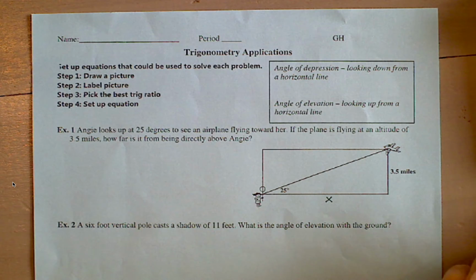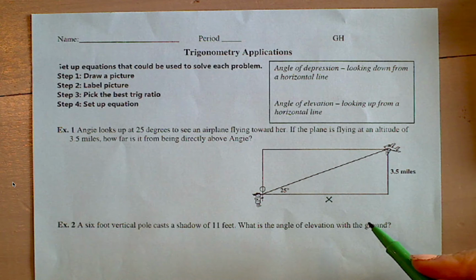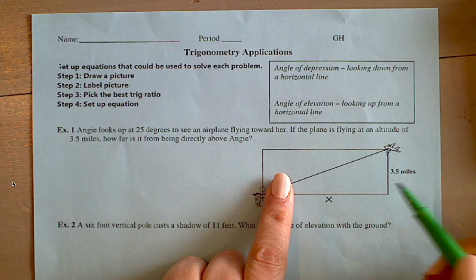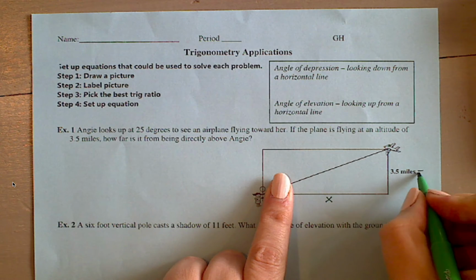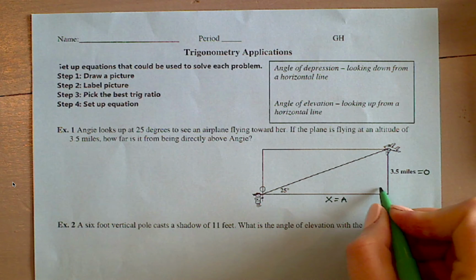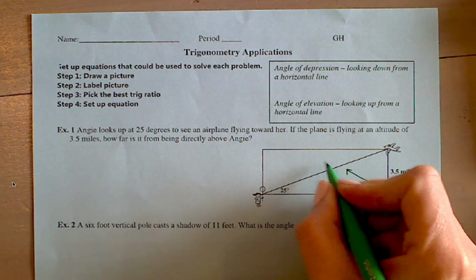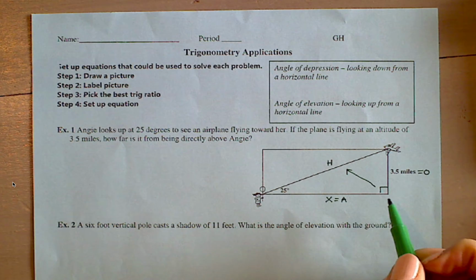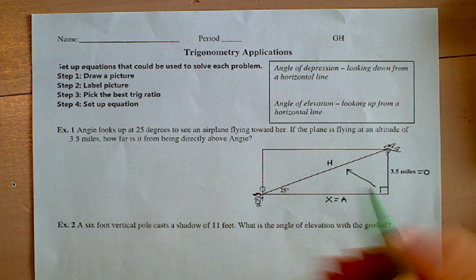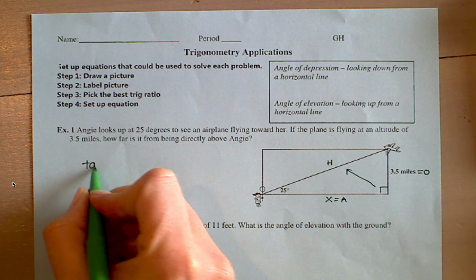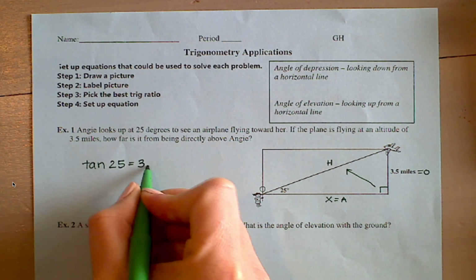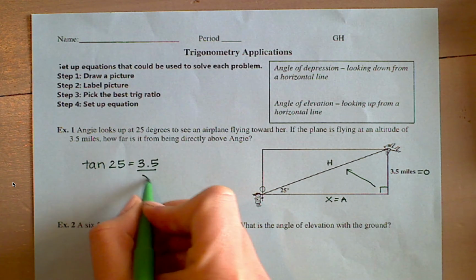Once we figure out our unknown, then we're going to label our O, A, and H. Remember, if we cover up our angle measurement, what we're not touching is our O. So this will be our O, which means that this will be our A. And then remember, anything across from the 90-degree angle is our H. Because we're given our O and we're looking for our A, we're going to be using tangent. So we're going to set up our equation like so. Tangent 25 is equal to our O over our A.